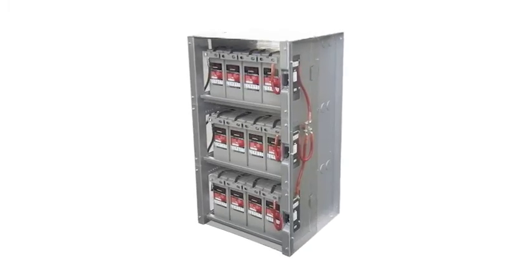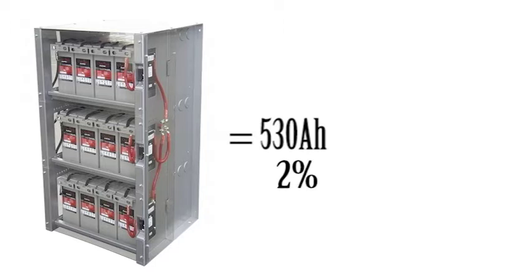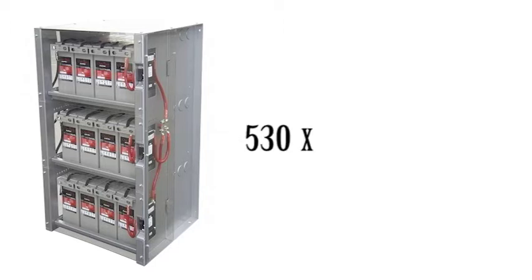Step 3, entering return amps. This value is derived from a percentage of the total amp hour capacity in your battery bank. You can obtain this percentage from your battery manufacturer. To establish a start, we are going to use 2%. In our example, we have a total of 530 amp hours, so now we take 2% of that. 530 times 0.02 equals 10.6 amps.